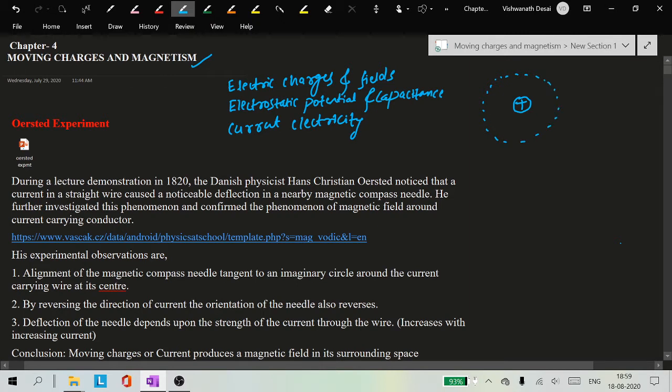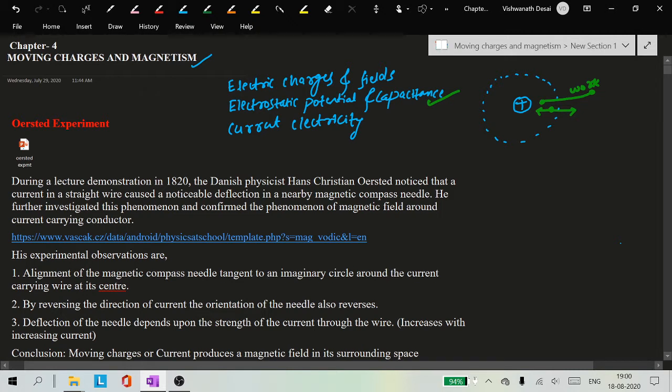There is an electric field, and if you bring any charge into it, it always experiences either a repulsive force or an attractive force. But it feels some force. And in the second chapter, you studied that if you bring a charge against the electrostatic force, it needs certain work, and this work is stored in the charge as potential energy.